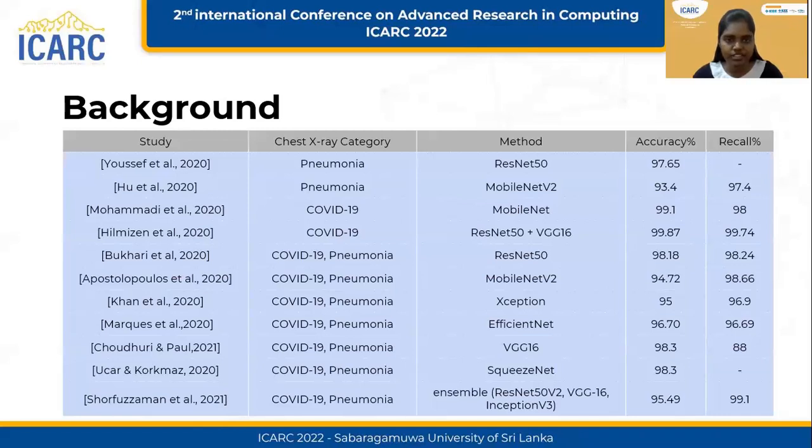A number of works have been done to address this problem. Some of them focus on identifying one of the diseases, while others focus on identifying and differentiating both. These studies have employed widely used CNN architectures like ResNet 50, MobileNet V2, and VGG16. Most of the works have achieved either considerably high accuracies or high recall values.